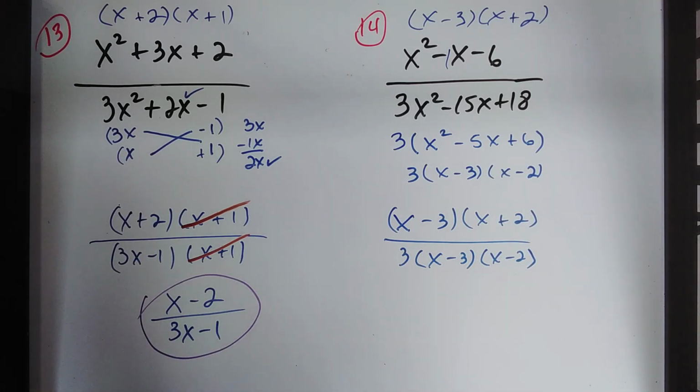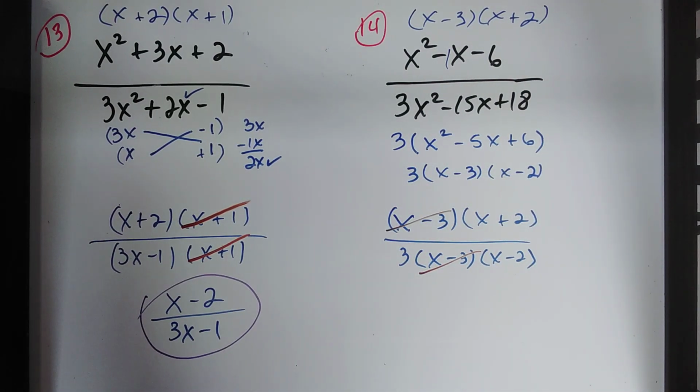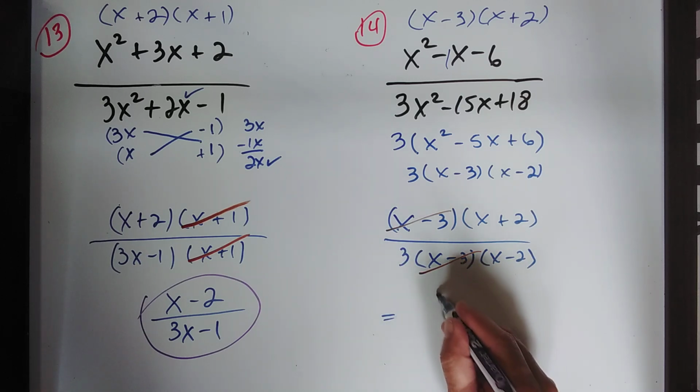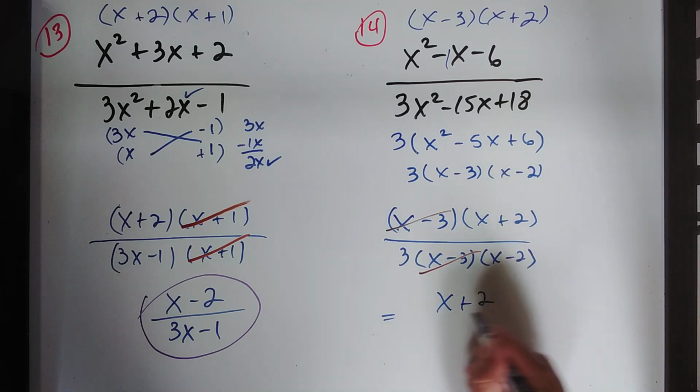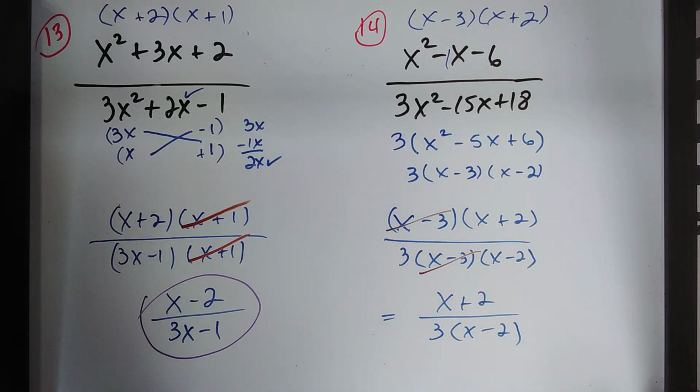Correct? And then I cancel the x minus 3's out, and whatever's left is going to be my answer. In this case, it happens to be x plus 2 on top, and 3 times x minus 2 on the bottom. And that's the end of it.